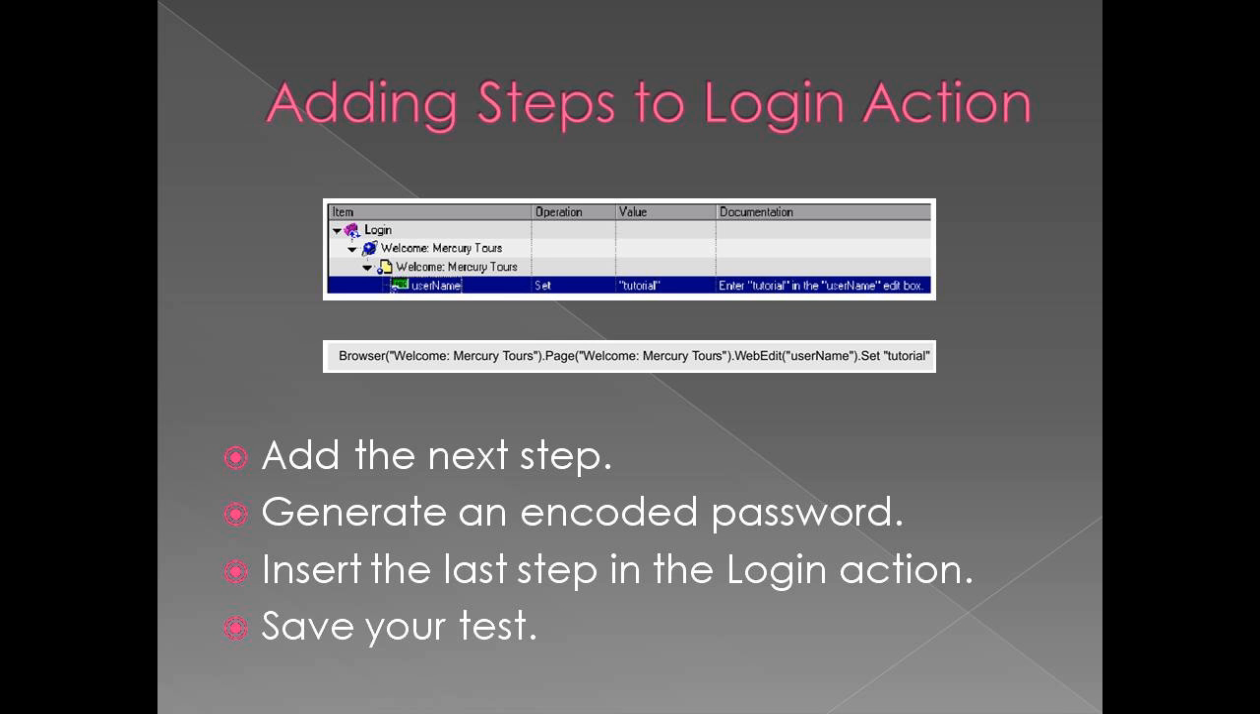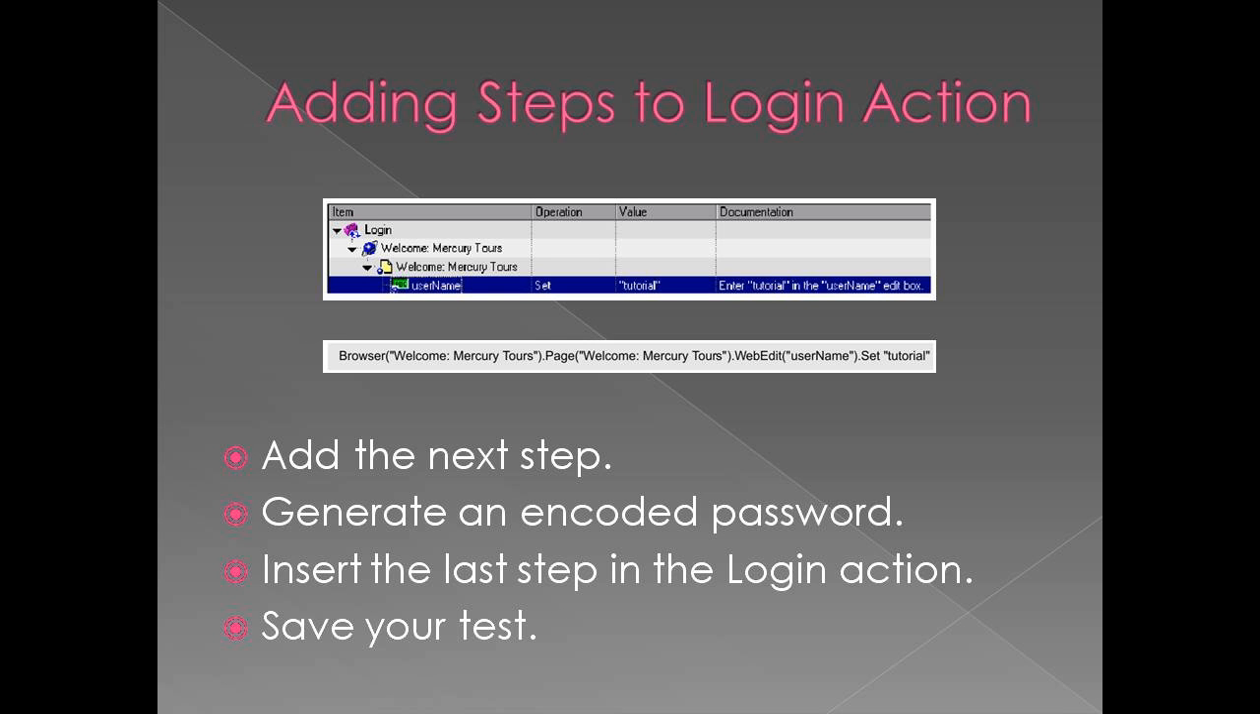Notice that this step is being performed on the web edit box test object, and that the test object hierarchy for the web edit box test object is displayed prior to the test object. The method to be performed on the object is displayed immediately after the test object. Full stops, periods, separate each part of the step. Click the Keyword View tab to return to the keyword view.